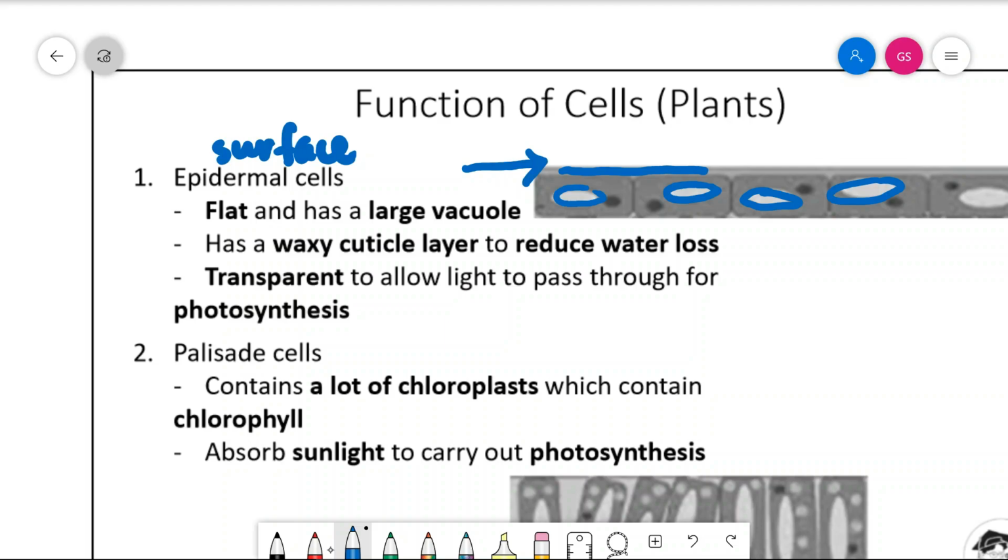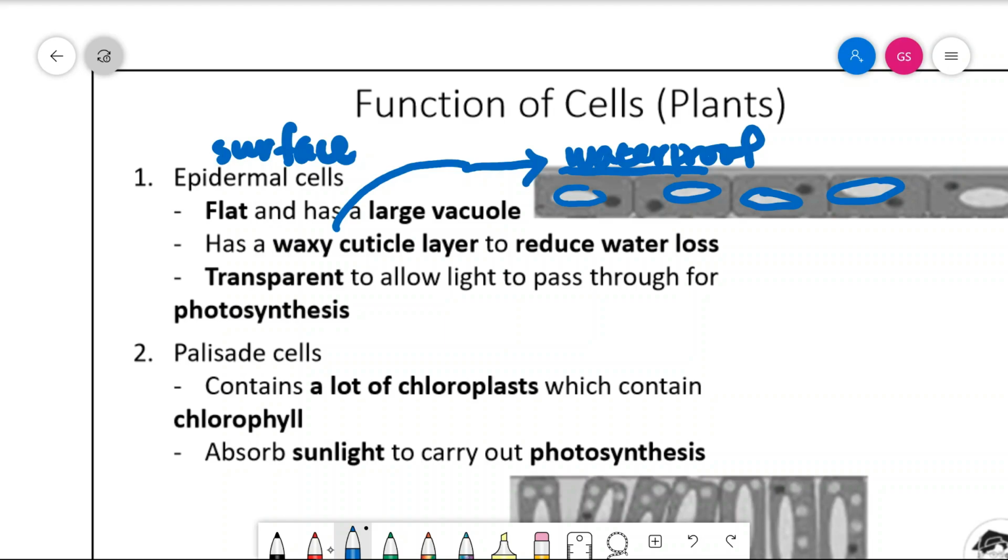This layer is what we call the waxy cuticle layer. Why? Because when it is waxy, wax is like your candle. What it means is it makes it waterproof. Okay? That's why sometimes, if you drop a drop of water on a leaf, it will not absorb, no. The entire drop of water will just flow away from the leaf. Why? Because it has this waxy cuticle layer. That's why in the bright sun, you are able to see the leaf is actually a bit shiny, very smooth, very shiny. The reason is that it has this waxy cuticle layer.